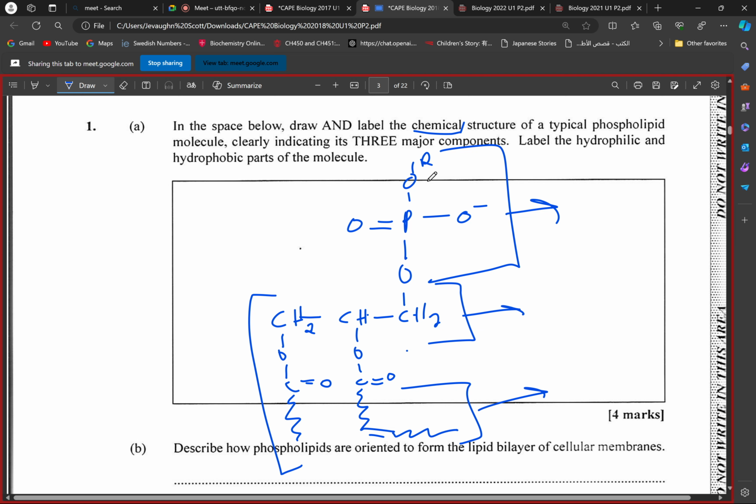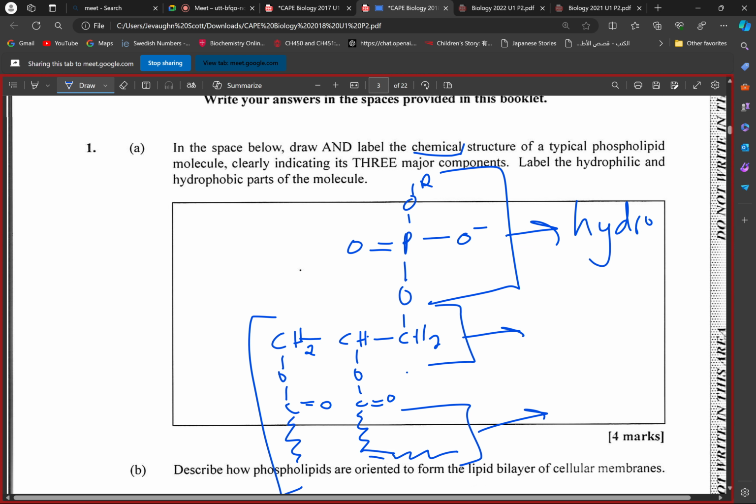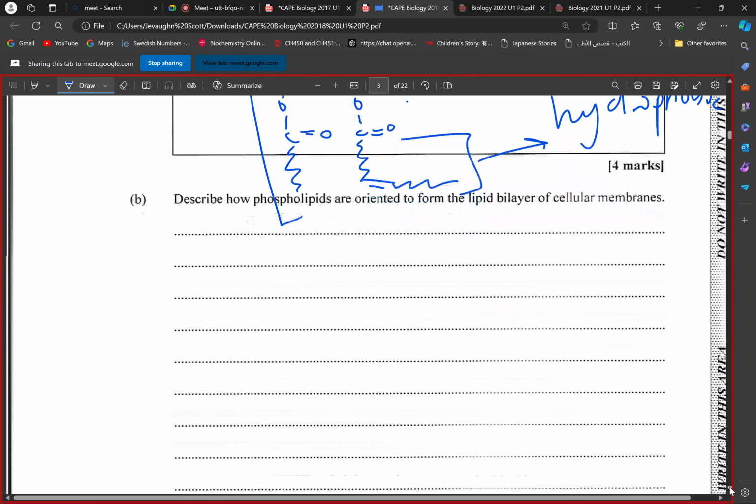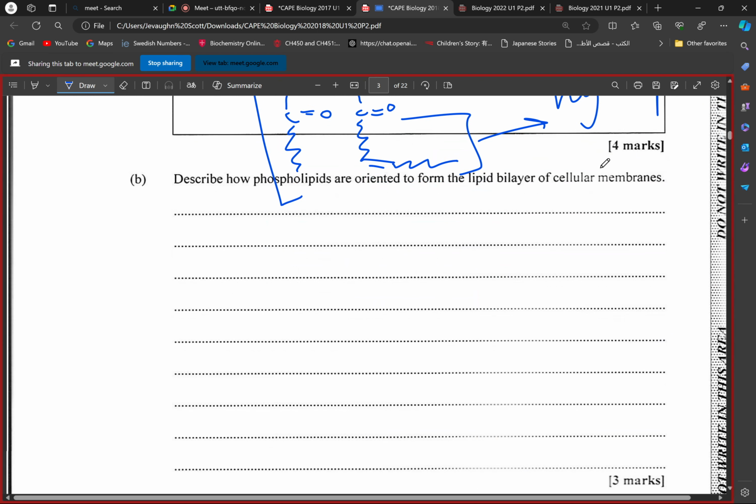So all you have to do is just draw the phosphate group with the R on top, right? So we have that there. Oh, we're supposed to talk about what is hydrophilic and what is hydrophobic. Which part is hydrophilic and which part is hydrophobic? The head is hydrophilic, right? So you have a hydrophilic head, and then we have a hydrophobic tail, right? Lovely. So how are they gonna be oriented now, to form lipid bilayers?